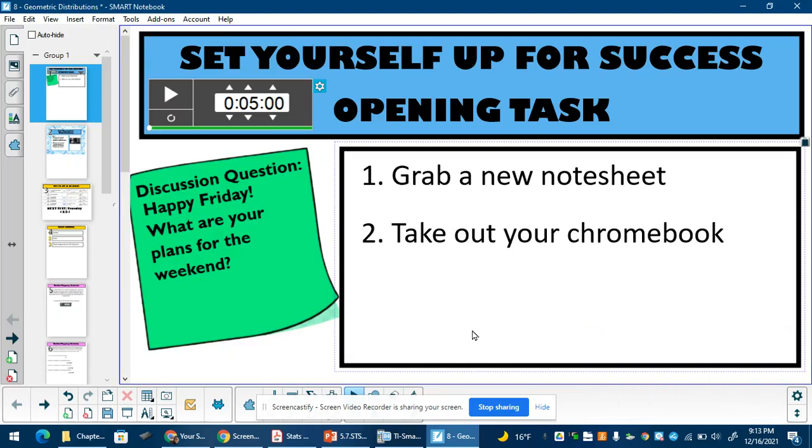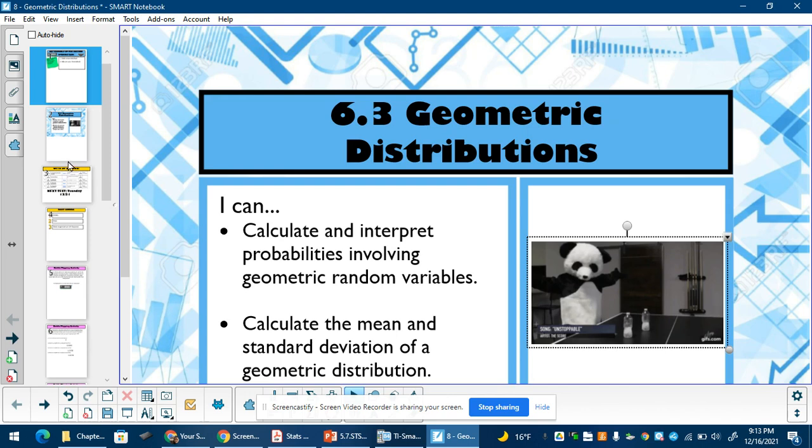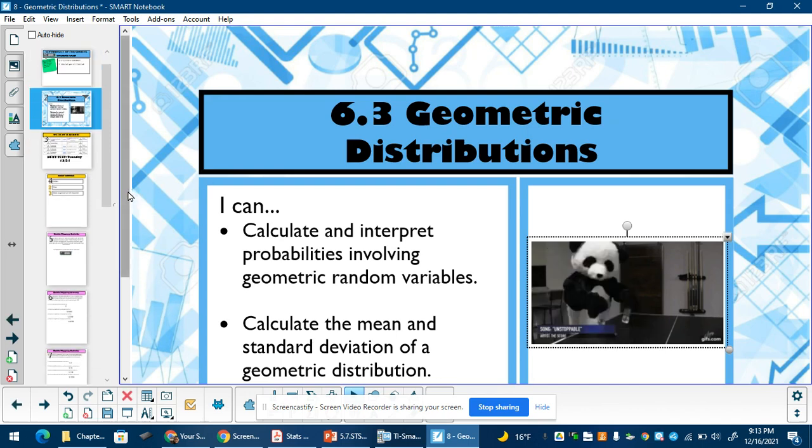Today we're going to be doing a lesson on geometric probability or geometric distributions. So make sure you grab a new note sheet and then you will need to have a graphing calculator. So as I said, today we're doing geometric distributions. You are going to learn the difference between binomial distributions, which we've been doing, and geometric distributions.